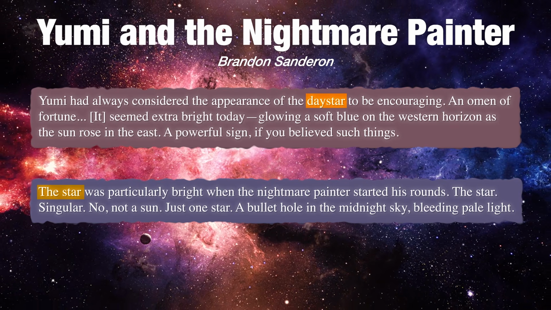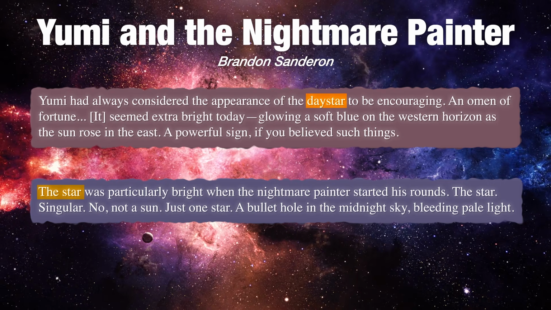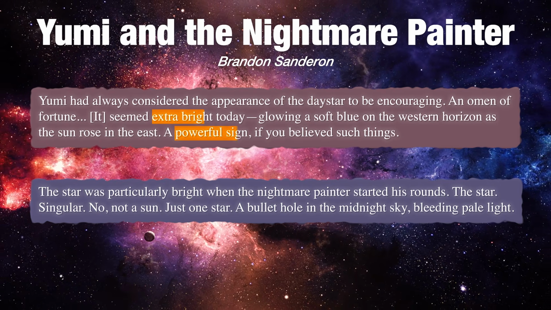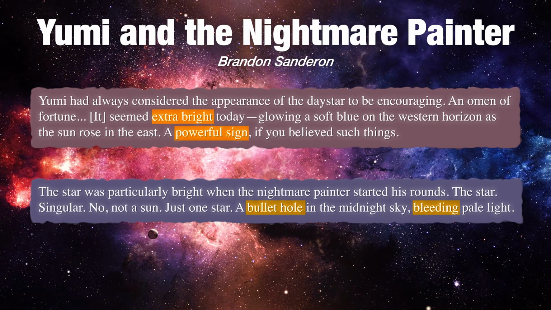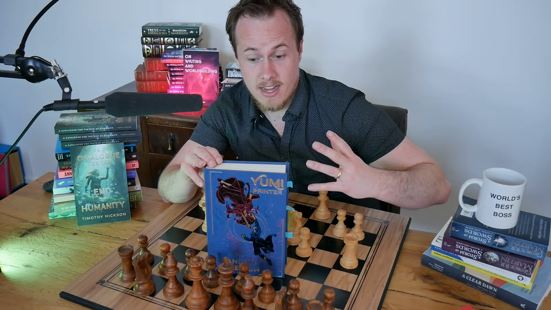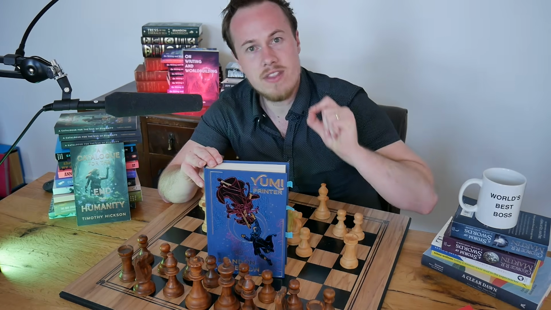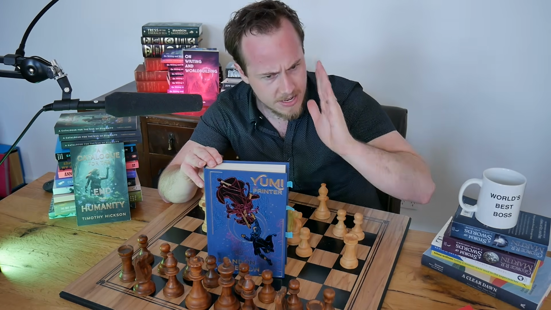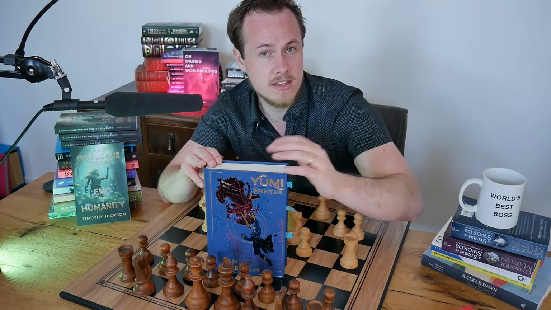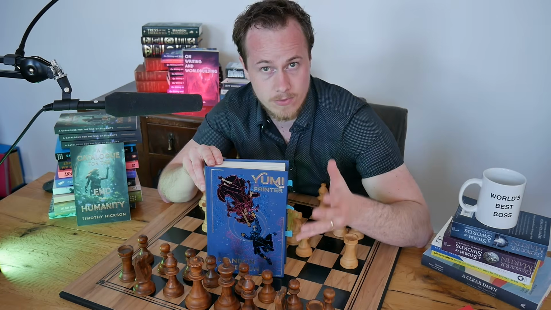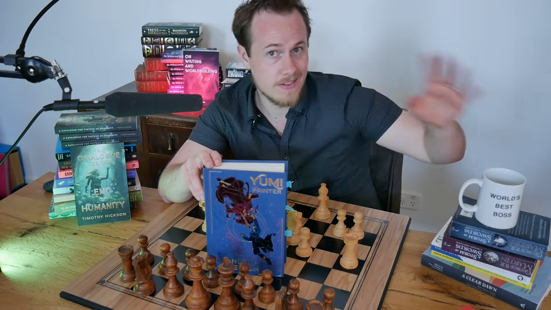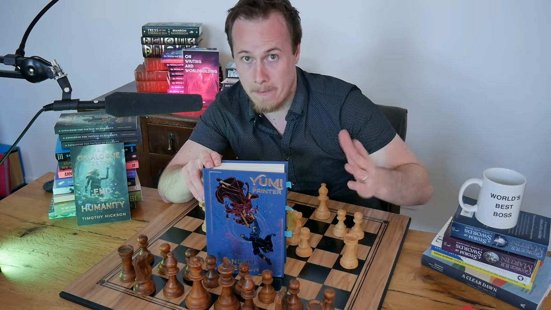Just in this little flash, we can see how they think differently about the star. Yumi sees it as a sign of hope. Painter describes it with imagery of death, a bullet hole bleeding. Right from the start, we get the impression that these two are on the same journey in a sense. They're facing the same problem, they see the same things, though in different ways. And it's also an important set piece for the story, kind of like the chandelier in Phantom of the Opera. It will come back later.